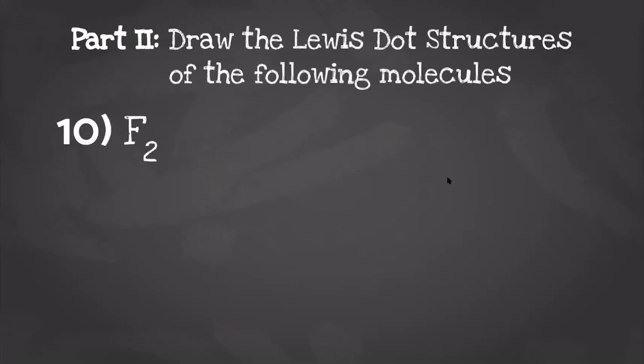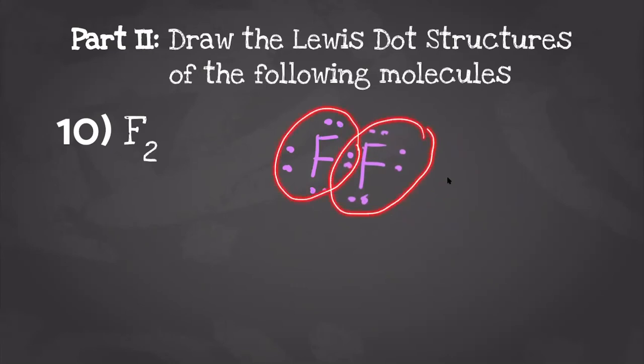Here we have a fluorine molecule. Fluorine is going to have 7. 1, 2, 3, 4, 5, 6, 7, and the other one 1, 2, 3, 4, 5, 6, 7, and moving our puzzle pieces. Each one is going to have 8. And that's exactly what we want.